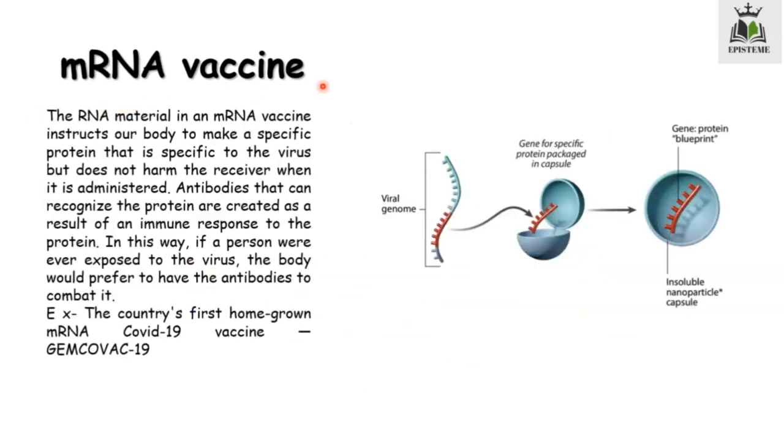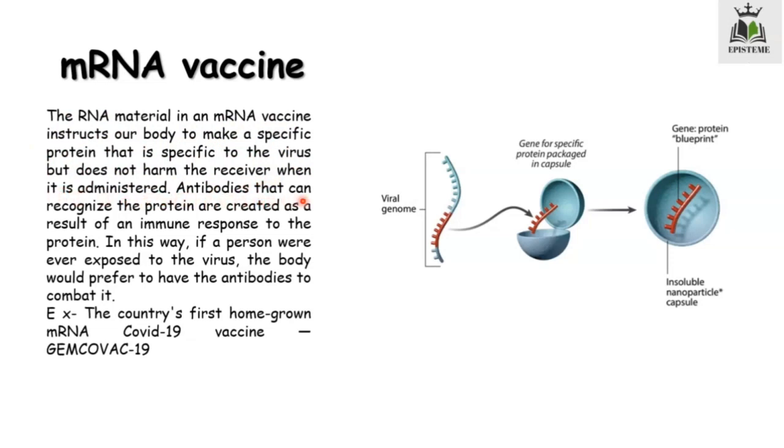Next we have the mRNA vaccine. The mRNA vaccine is a very famous one now, you know, because of COVID-19. The RNA material in the mRNA vaccine instructs our body to make a specific protein that is specific to the virus but does not harm the receiver when it is administered.